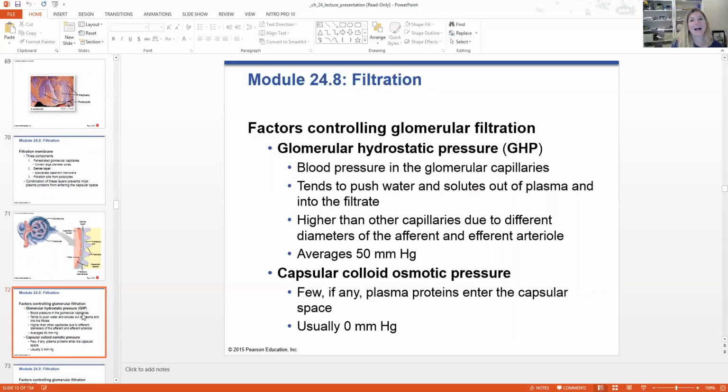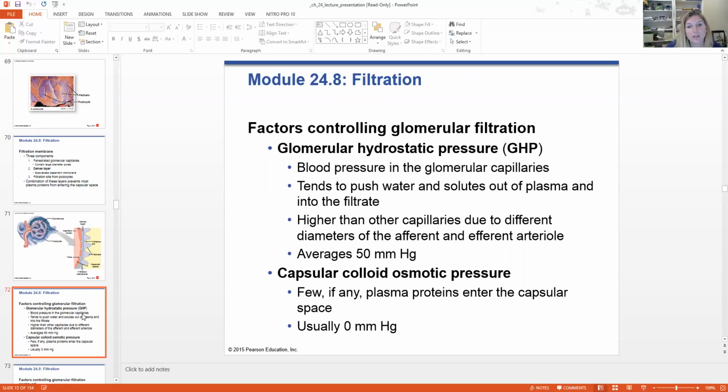So let's talk about how this rate of filtration is controlled. It's all regulated by a series of feedback loops. One of the major factors controlling glomerular filtration is the glomerular hydrostatic pressure. This is the blood pressure within the glomerular capillary itself. If you remember back to our capillary dynamics, hydrostatic pressure pushes stuff out of the blood and into the interstitial fluid.